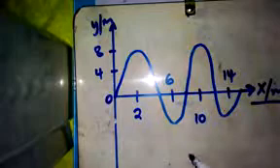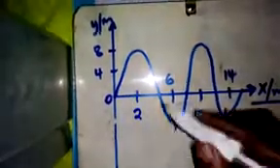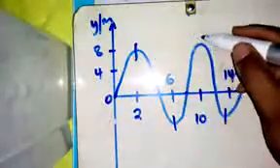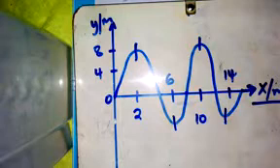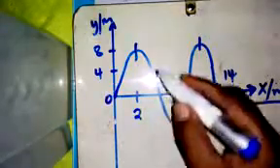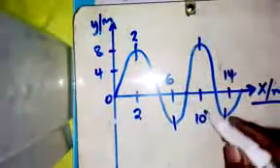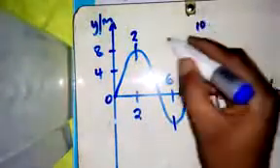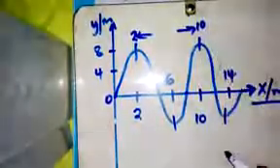distance between trough and trough, or the distance between crest and crest. Now, it is up to you to see which one will be very simple for you to get the answer. For example, look here. At this point under the crest we have 2 meters, and at this point we have 10. Therefore, the difference between these points is what makes up the wavelength. Therefore, wavelength is 8 meters.